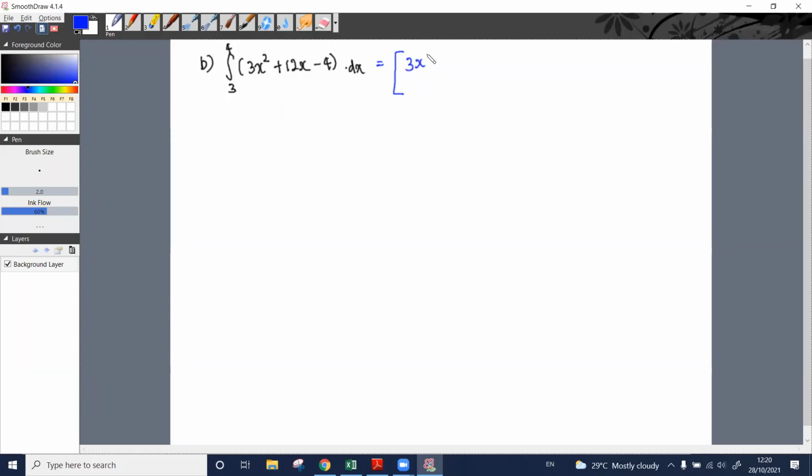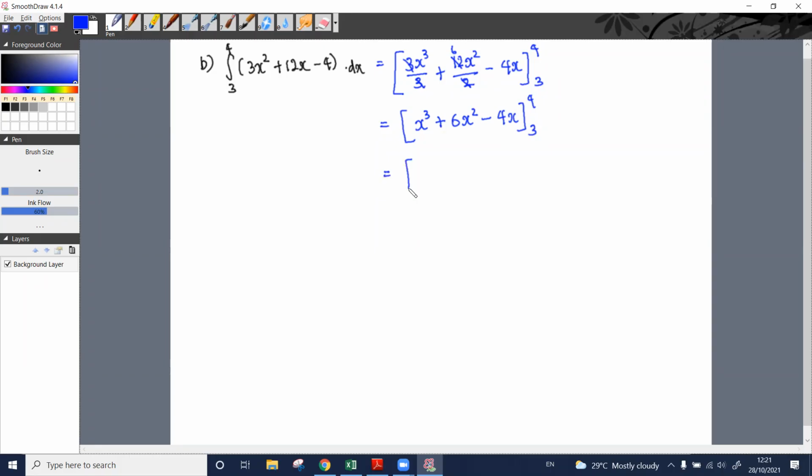First, we need to integrate the given terms. Once we integrate, it should be 3x to the power 3 over 3 plus 12x squared over 2 minus 4x, upper value 4, lower value 3. We can simplify: 3 to 3 can be cancelled, so it is x to the power 3 plus, 12 to 2 can cancel, 6 will remain, so 6x squared minus 4x, upper value 4, lower value 3.